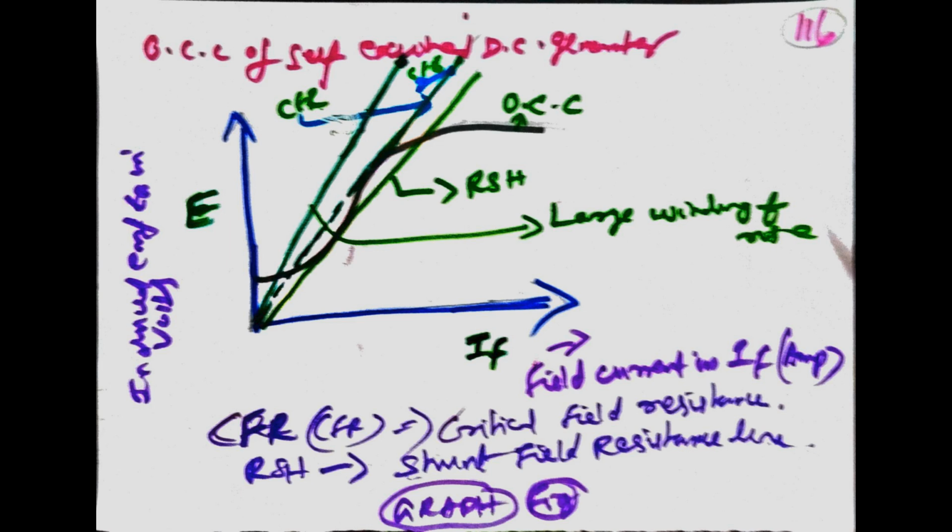The third line is the load winding. The field current is IF, and RC is the critical field resistance. The OCC is a curve, and the tangent of the OCC curve gives the value of the critical field resistance. RSH is the shunt field resistance.